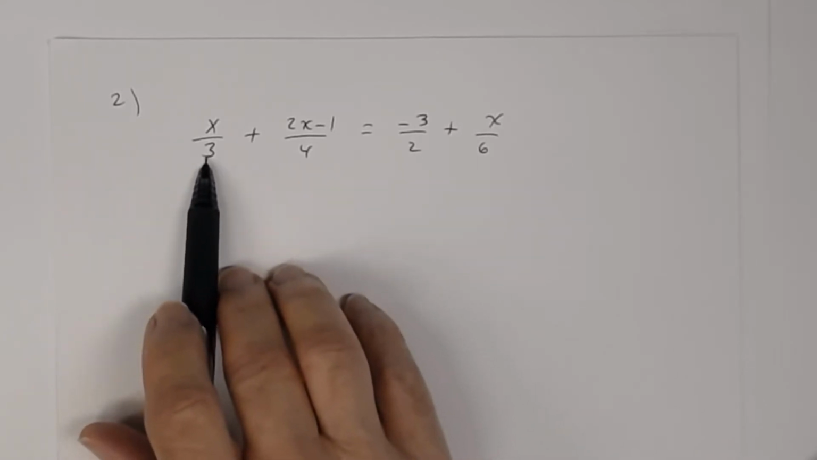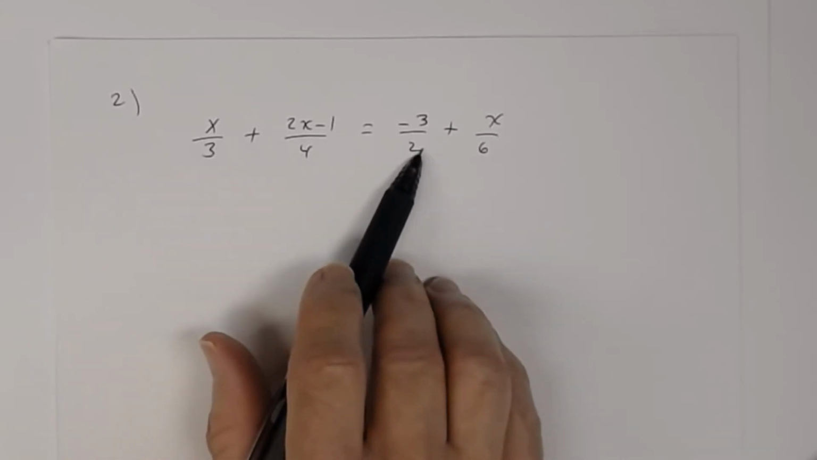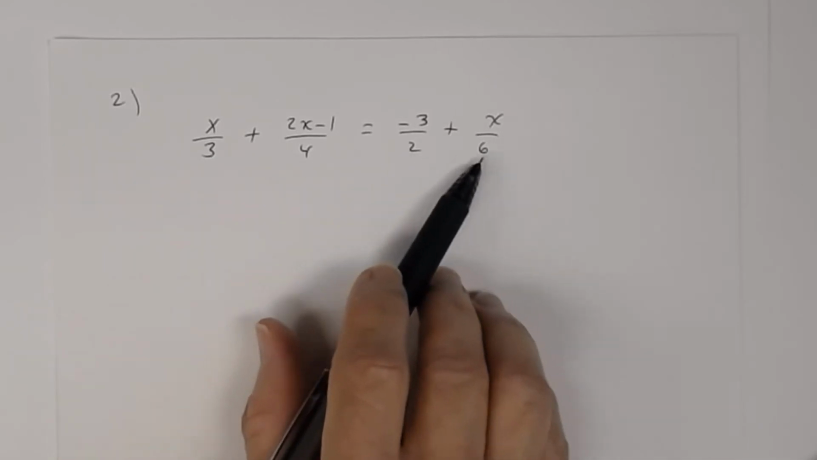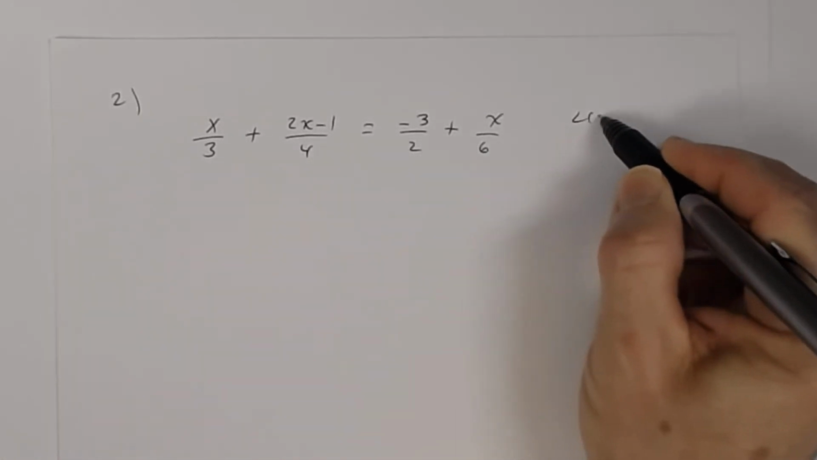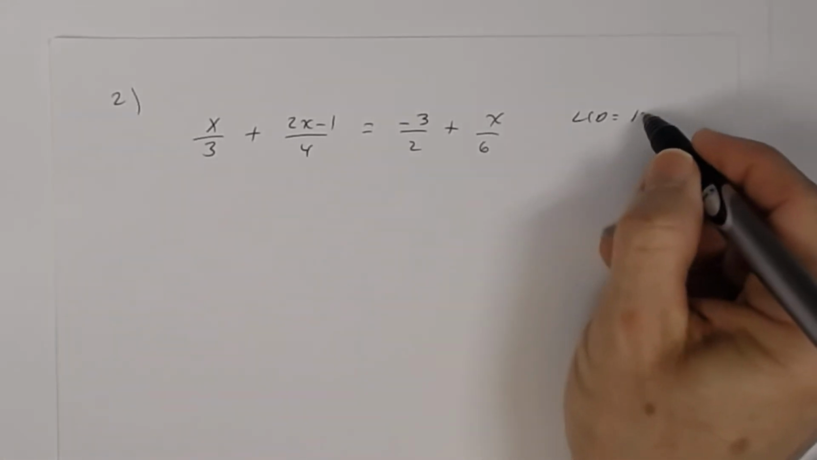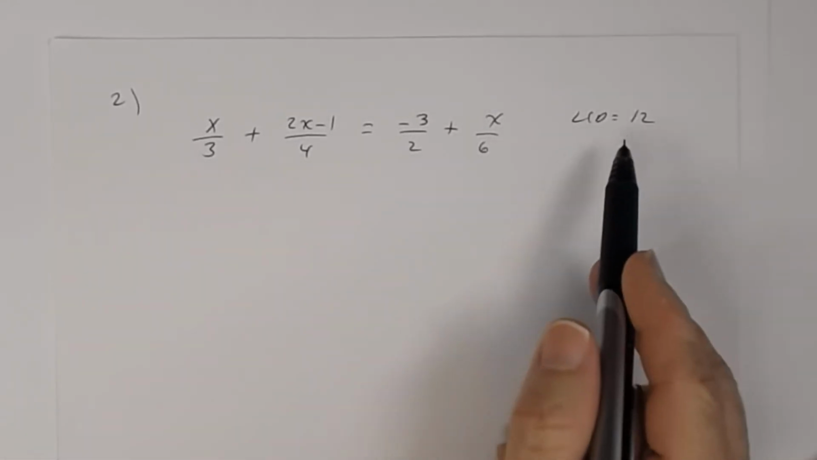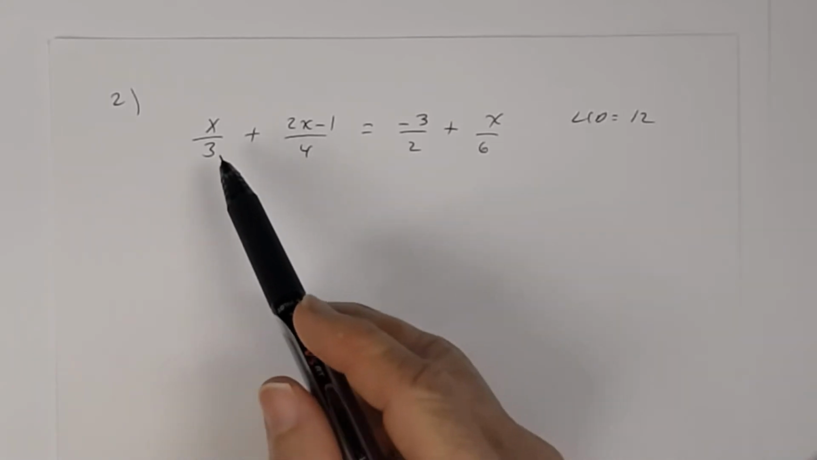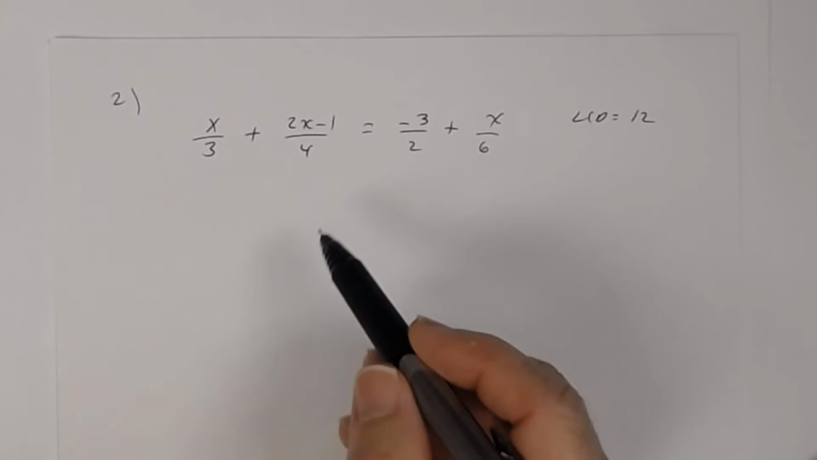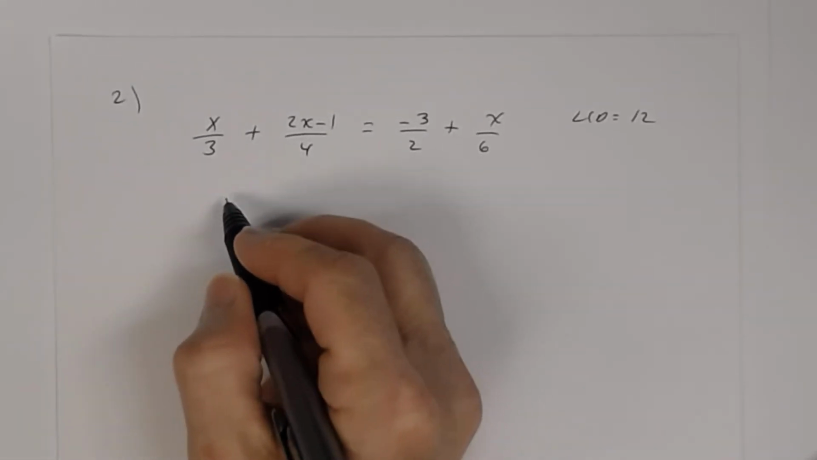Now, the first thing I'm going to do is find the least common denominator of all of these denominators. So I have 3, 4, 2, and 6. So the least common denominator, the smallest number that 3, 4, 2, and 6 go into evenly, is 12. So once you find the least common denominator, now we're going to multiply to clear these fractions. We're going to multiply both sides by the least common denominator.